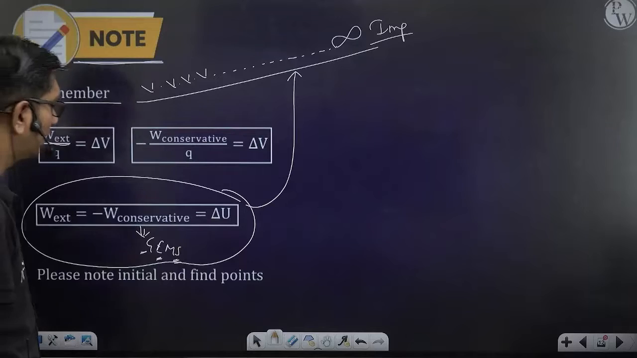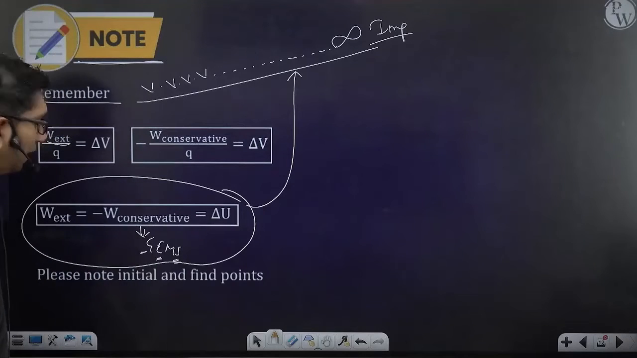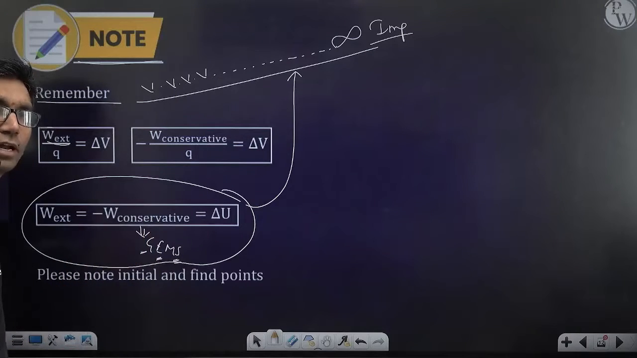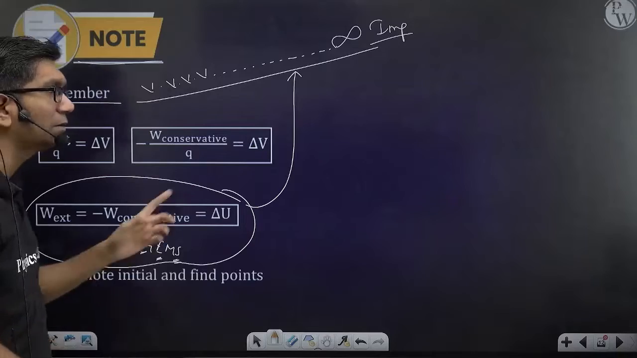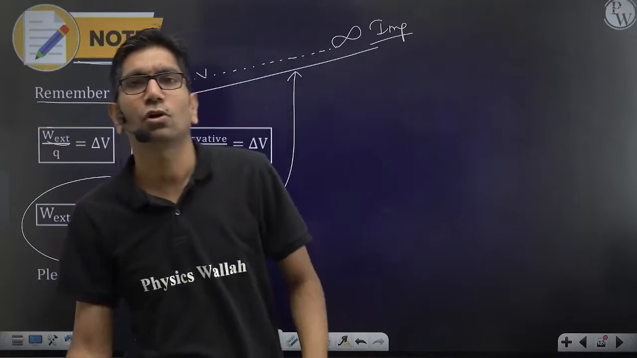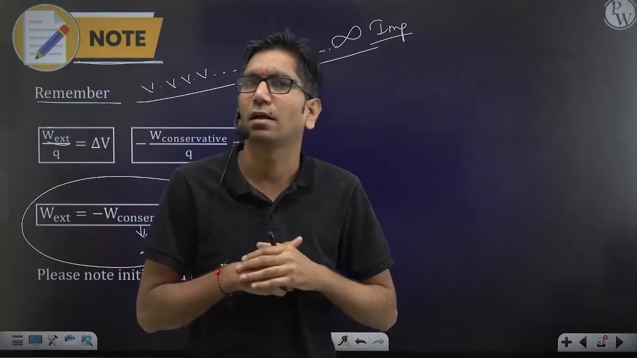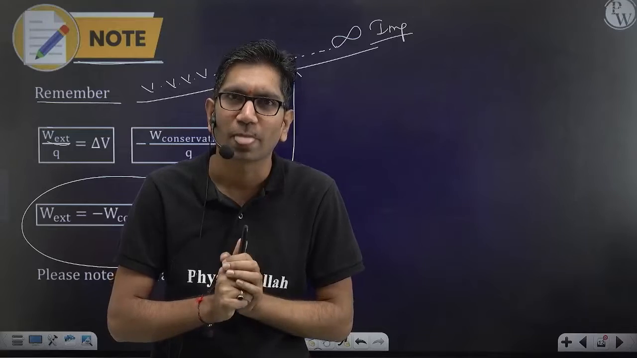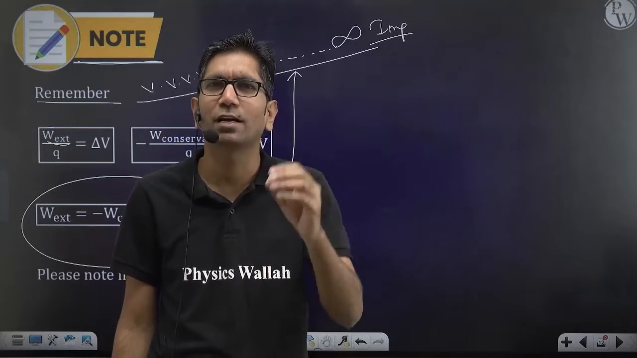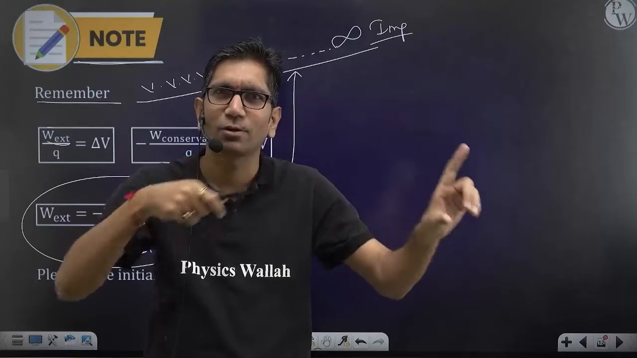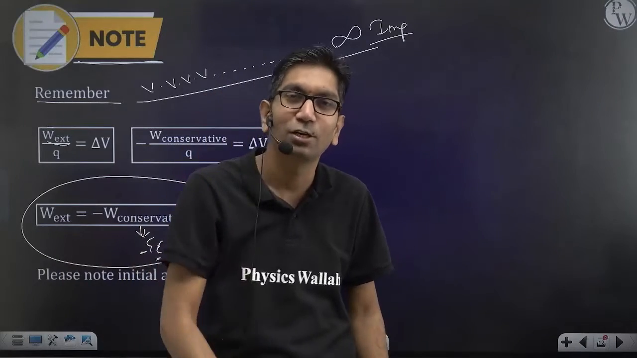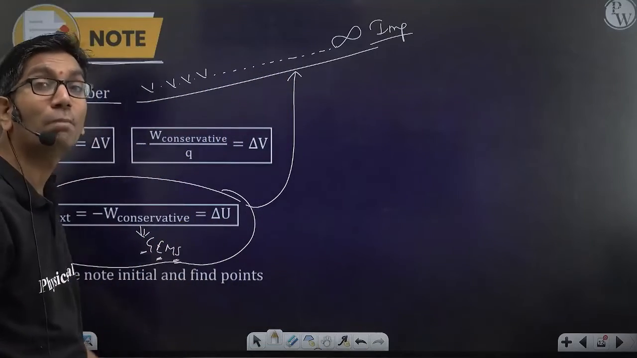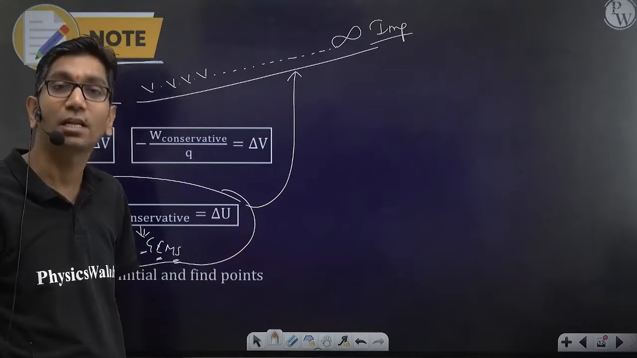See here, work done by external equal to minus work done by conservative, that is equal to change in potential energy. So this formula is very important. I will tell you the importance of this formula. It will help you like a Brahmastra in your exam. I think you have heard about the Brahmastra, right? Bow and arrow, Arjun has a Brahmastra. He used to use that one, correct? So this formula is like a Brahmastra in your NEET as well as in JEE exam, beta.